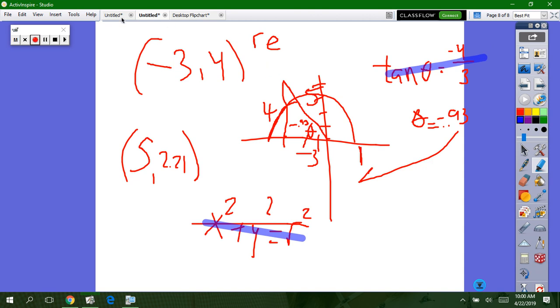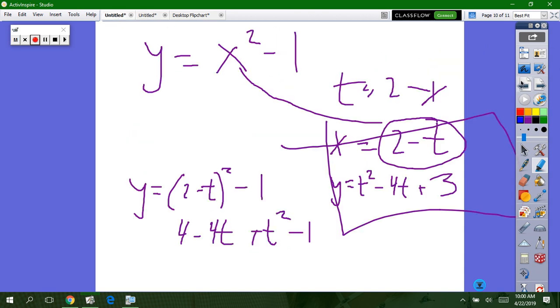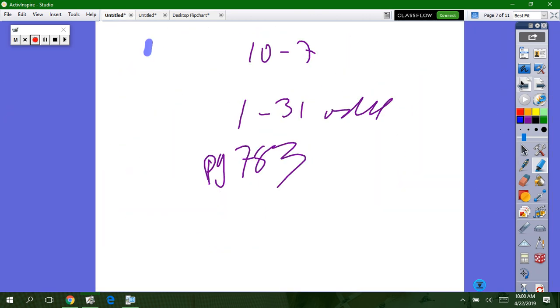Your homework, ladies and gentlemen, is 1 through 31 odd, 10-7. We did not finish this unit. We will be talking about it probably on Wednesday. If you are a sophomore, there's a good chance that you might be testing on Wednesday or Friday. I don't know which day yet, but it could be coming one of those 2 days.